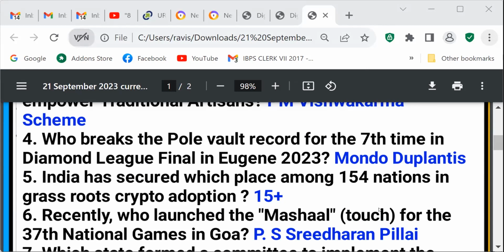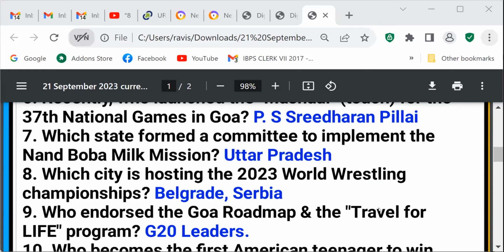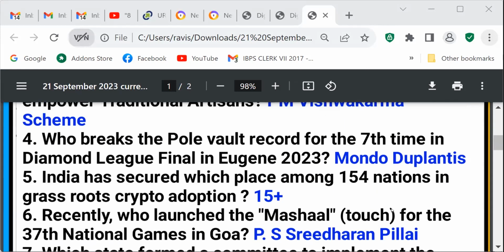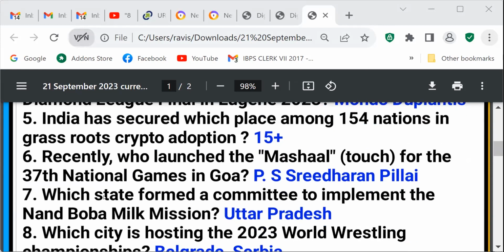India has secured which place among 154 nations in grassroots crypto adoption? 15 plus adoption. Recently, who launched the mashal torch for the 37th National Games in Goa? P.S. Sridharan Pillai. Who is P.S. Sridharan Pillai?